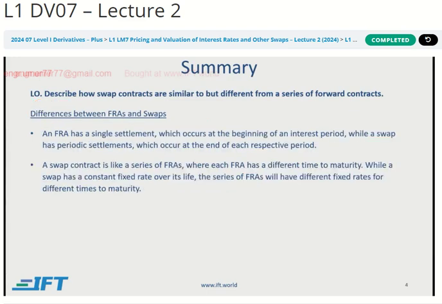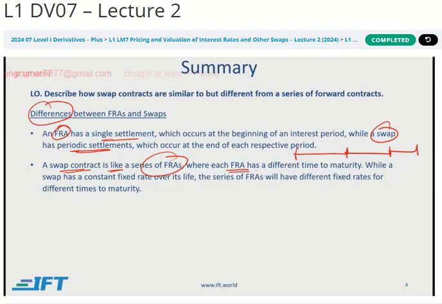When we talk about the differences, naturally an FRA is for one single settlement, whereas swaps are for periodic settlements because they keep going on and on for multiple periods. You can have a series of FRAs. So a swap contract is like a series of FRAs, but it is not exactly a series of FRAs because each FRA will have a different rate, whereas a swap has a constant fixed rate.